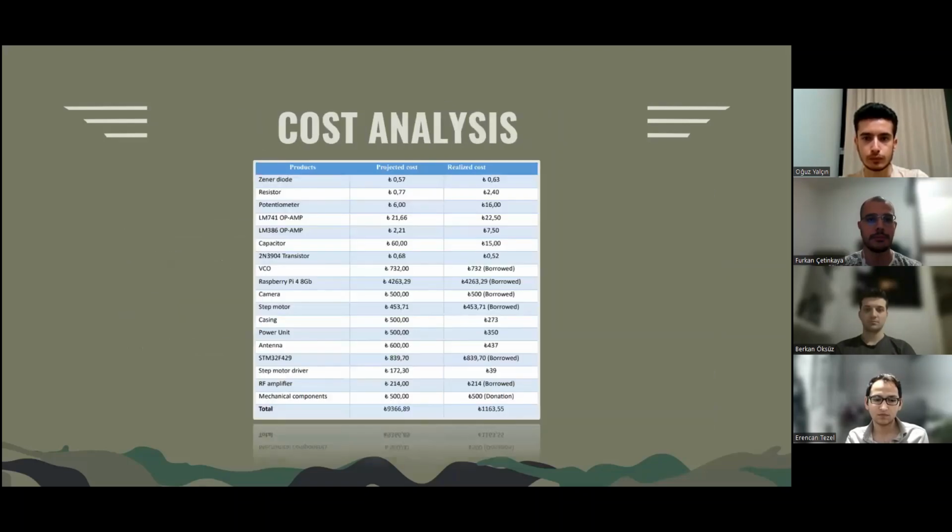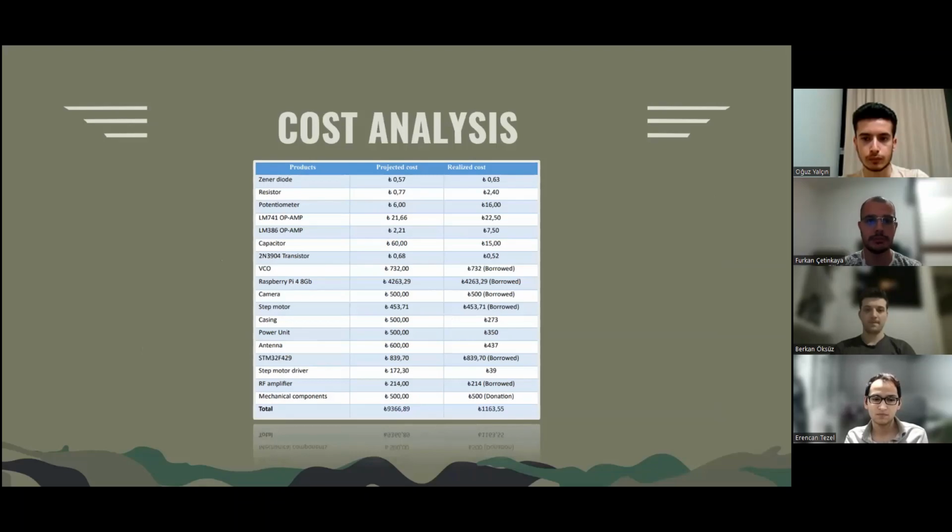Next, please. The total cost we calculated during the design phase was about 10,000 Turkish liras. Some of the products had been obtained for free. As a result, the total cost is about 1,000 Turkish liras.